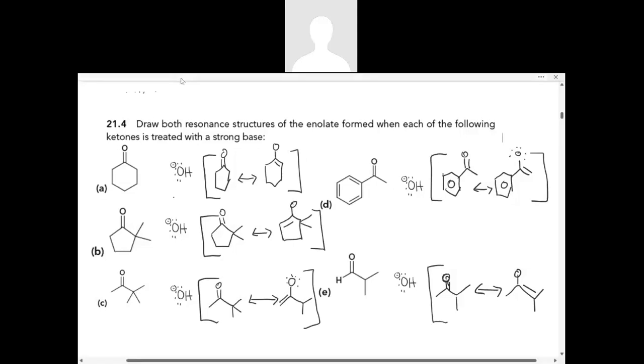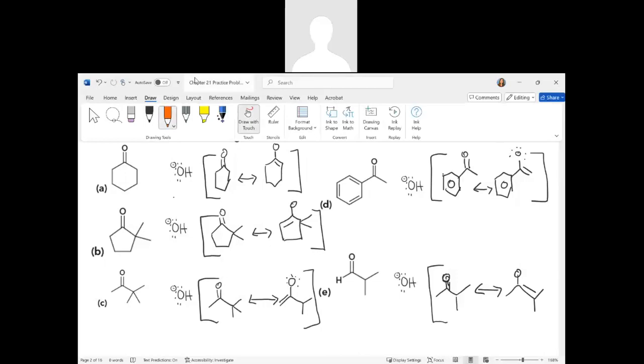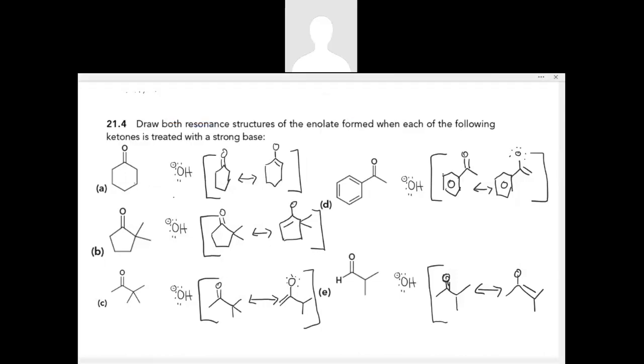In problem 4 from chapter 21, we are asked to draw the two enolate resonance structures that can be formed upon treatment of a strong base on these ketones here. So we have 4 ketones, and then our last structure is actually an aldehyde. We'll see things progress pretty much the same, even with an aldehyde versus a ketone, but let's take a look here and see how we generate these two resonance structures.